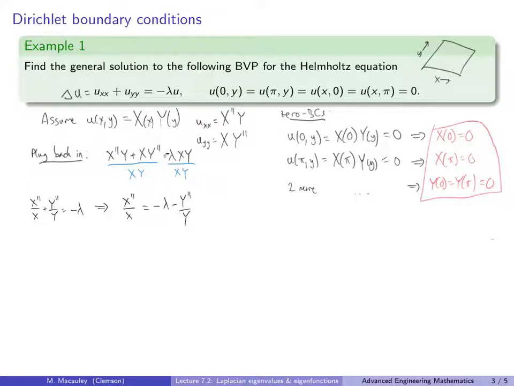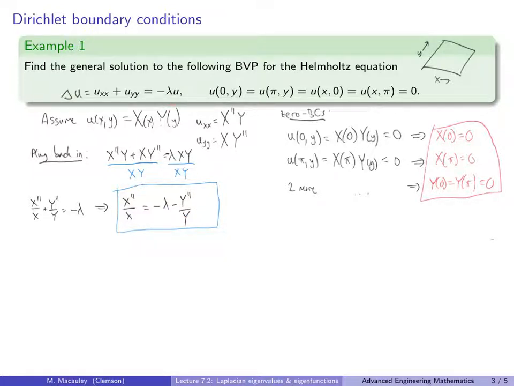So I'm going to leave a little bit of room here. This is our eigenvalue equation. So we've separated variables. Now this lambda, before we've always said, okay, we put something on the left in one variable, on the right the other variable, and set that equal to lambda. But now lambda is part of the problem.